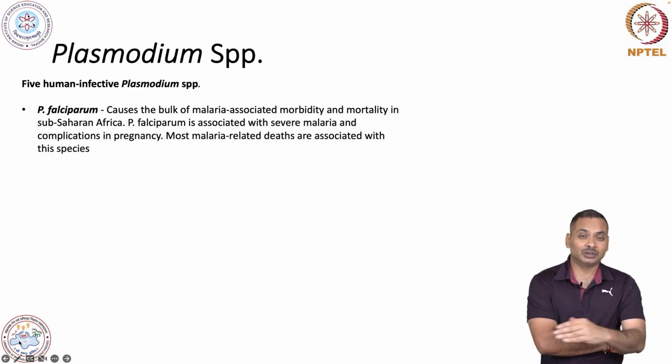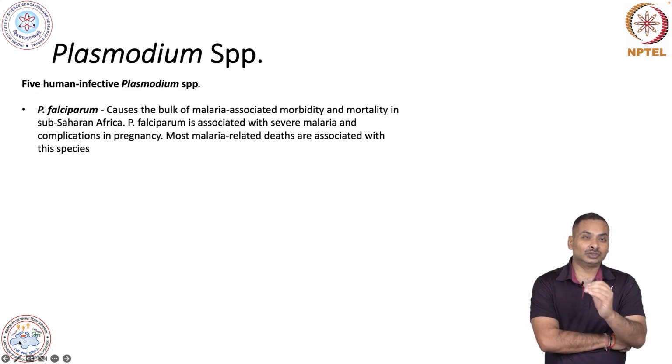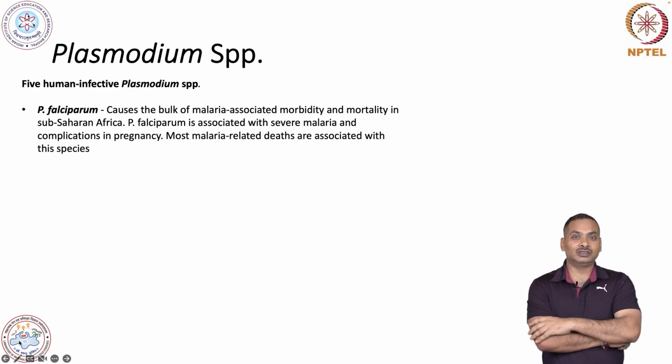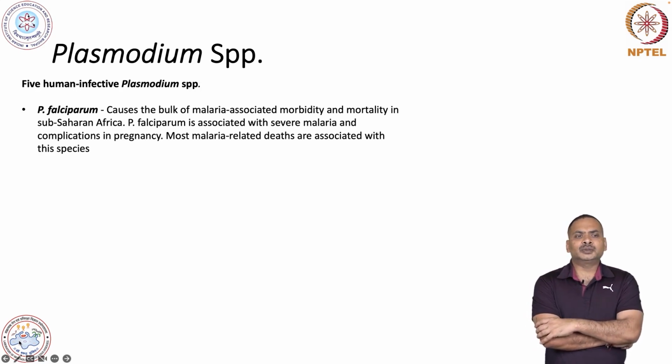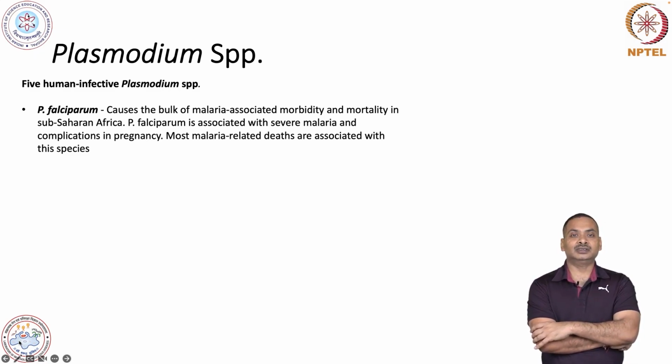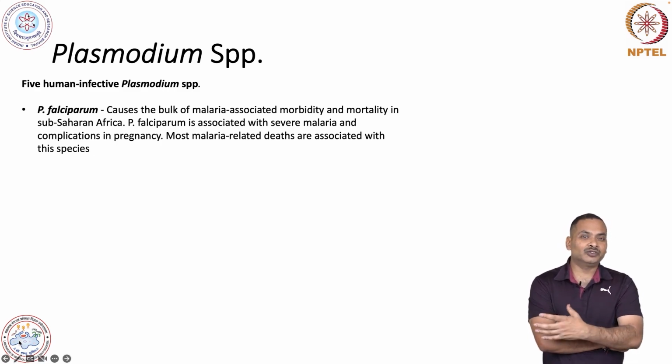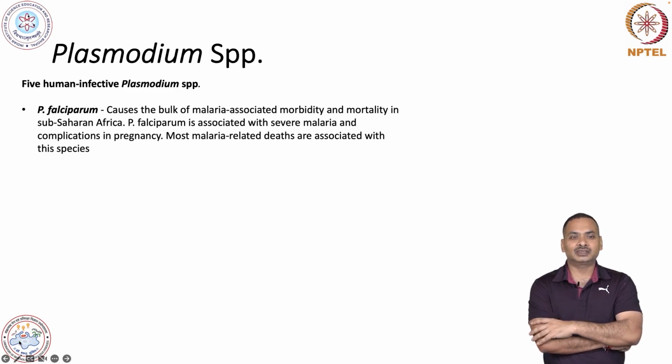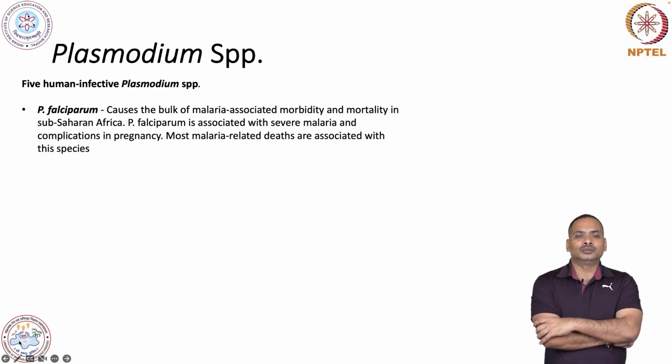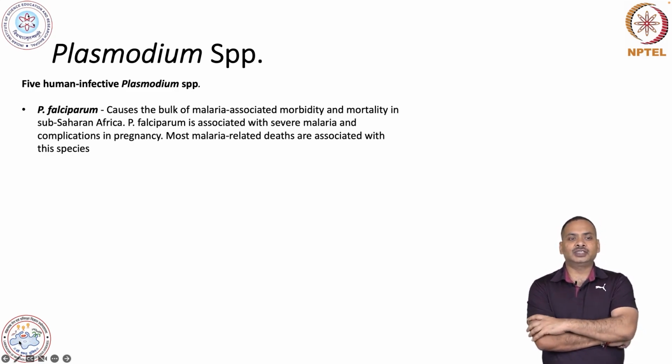Most of the mortality is associated with Plasmodium falciparum. In sub-Saharan Africa, Plasmodium falciparum is associated with severe malaria and complications in pregnancy. If a pregnant woman is infected with Plasmodium falciparum, it is a very complex situation. Most malaria related deaths are associated with this species, as I told you.